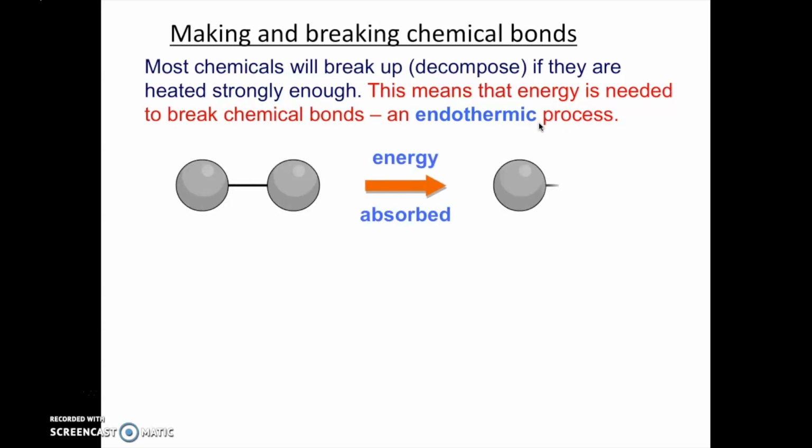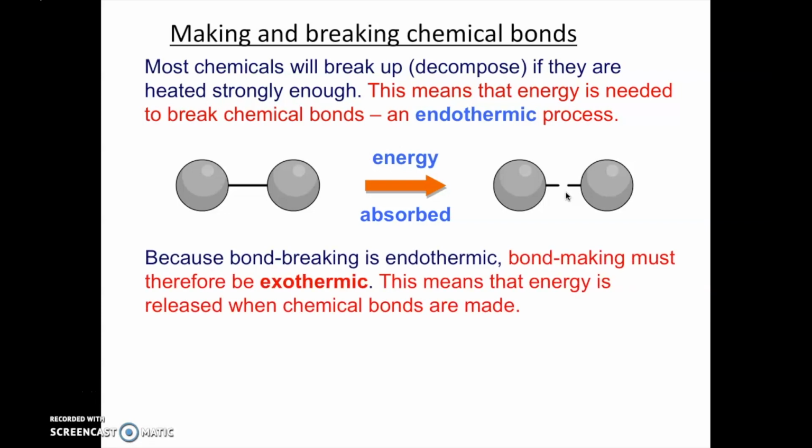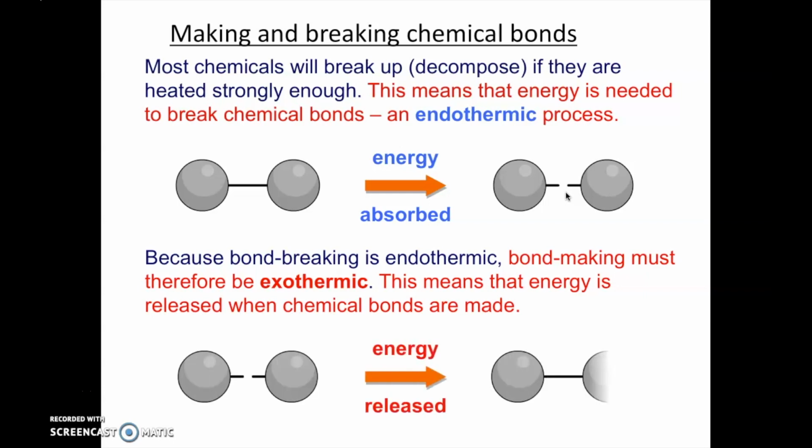So for example here, this is the compound. When you put energy in, energy is absorbed by it, and then the compound breaks off into two. So that's an endothermic process, and that's the breaking of chemical bonds. Making chemical bonds is essentially the opposite. Because bond breaking is endothermic, bond making must therefore be exothermic. So that means energy is released when the chemical bonds are made. When two atoms come together to join up, energy is released, and they create a bond such as this. If you would like to take notes on this, you can pause the video at this point.